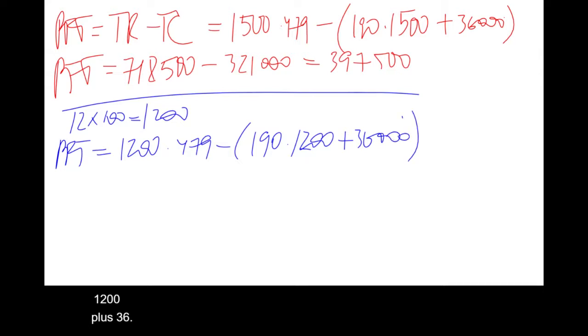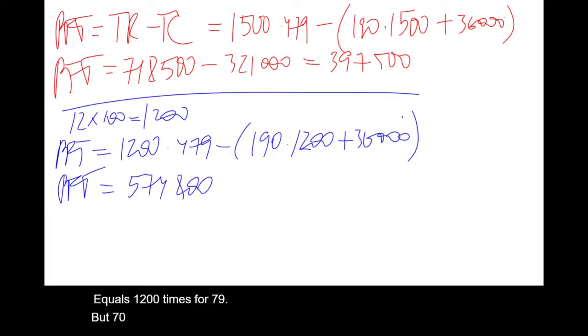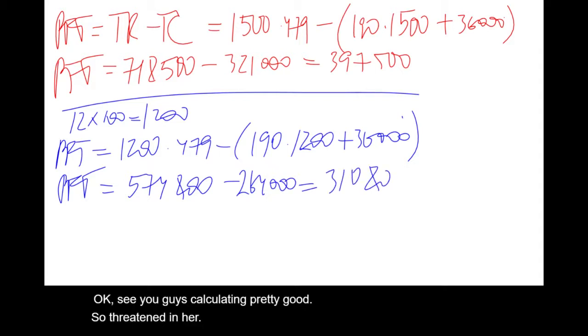36,000. So profit equals 1,200 times 479, 574,800, minus 190 times 1,200 plus 36,000, 264. You see, you guys are calculating pretty good. So 310,800. Okay. Good.